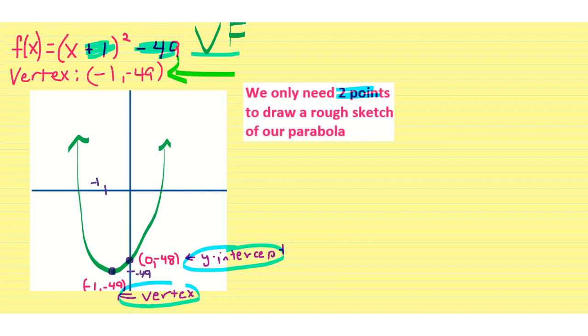Once I plot those 2 points, then all I have to do is realize that the vertex is either going to be at the tippy top or the tippy bottom. So if my y-intercept is up here, I have to start from the vertex and go toward the y-intercept. And of course, I just match it on the other side. Does that make sense? Okay, so hopefully that helps you know how to draw a rough sketch of a parabola.